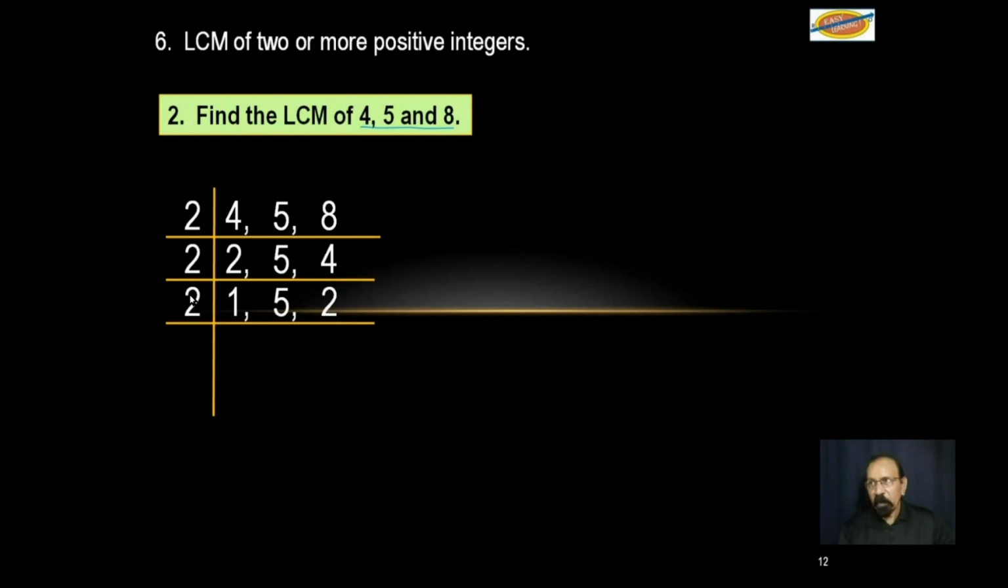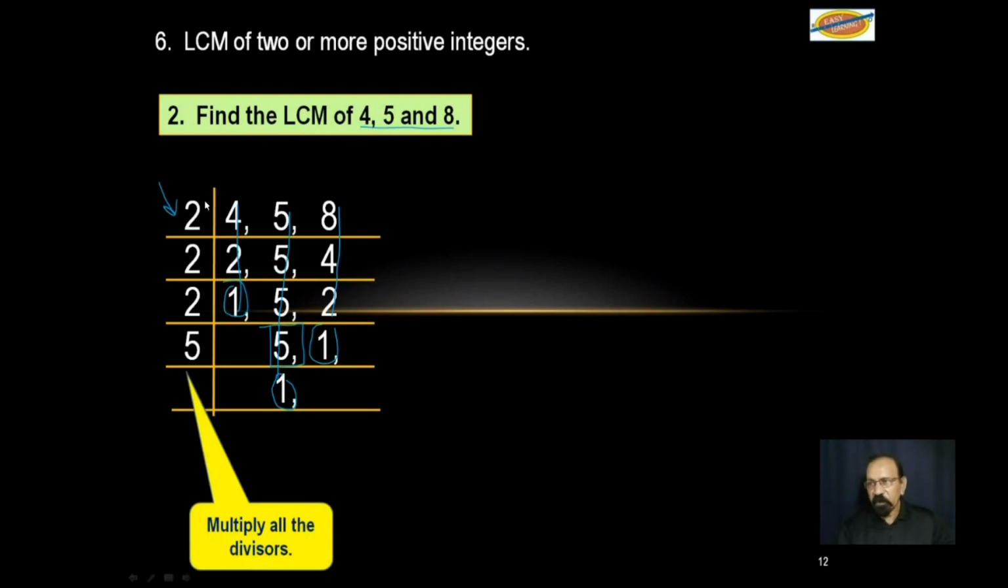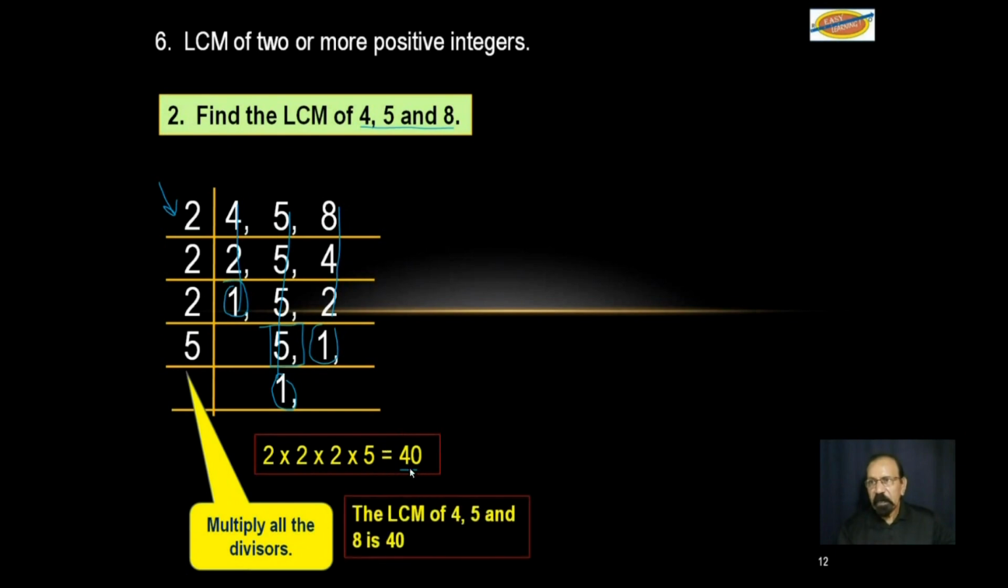2 into 5, bring down the 5. 2 into 4, 2. Can we try 2 again? Yes. Remember, we will ignore that 1 once we reach that. 2 into 5, bring it down. 2 into 2, 1. Ignore that column. Ignore this column. So now all we have here is 5. So we will try 5 into 5, 1. So now you could ignore that column and we will concentrate on these divisors. Multiply all the divisors. So you multiply 2 by 2 by 2 by 5 and you get 40. So the LCM of 4, 5, and 8 is 40.